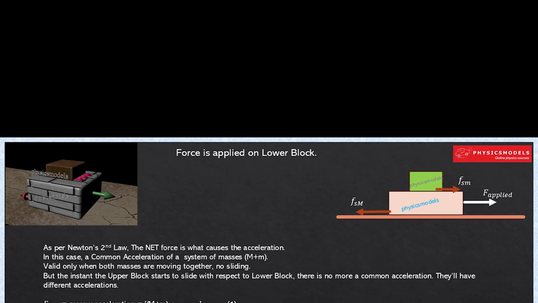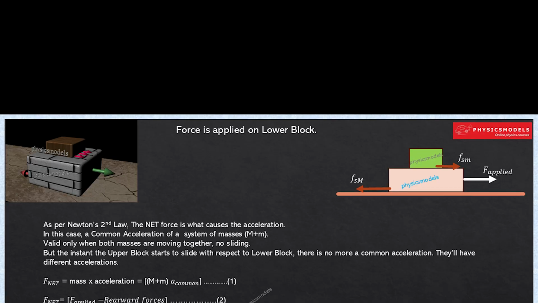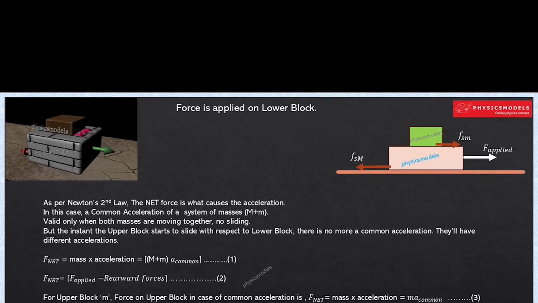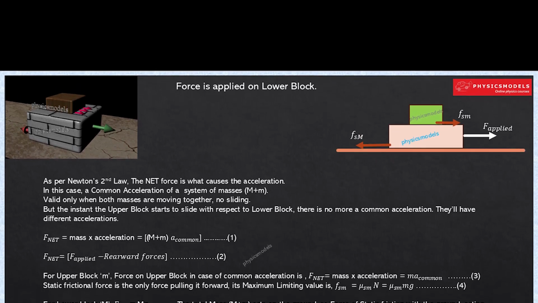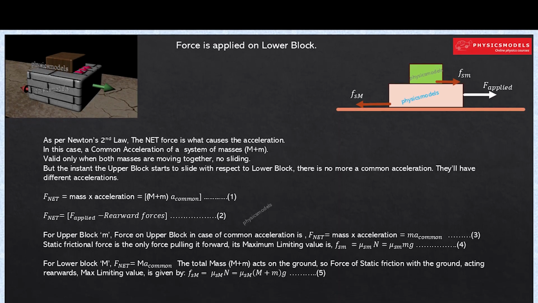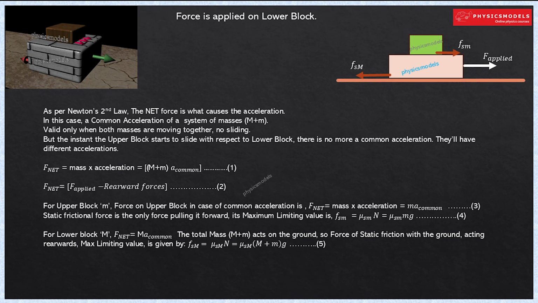In this slide, we describe the equations that we need to apply. All these are cases of force being applied on the lower block. You can see the 2D diagram on the right hand side of the slide, and you can see the equations 1, 2, 3, 4, and 5. Go through these slowly to understand the difference between applied force, net force, friction of the small block, friction of the lower block.